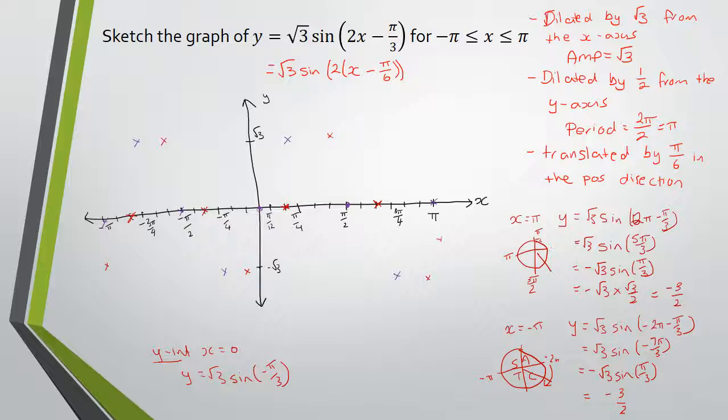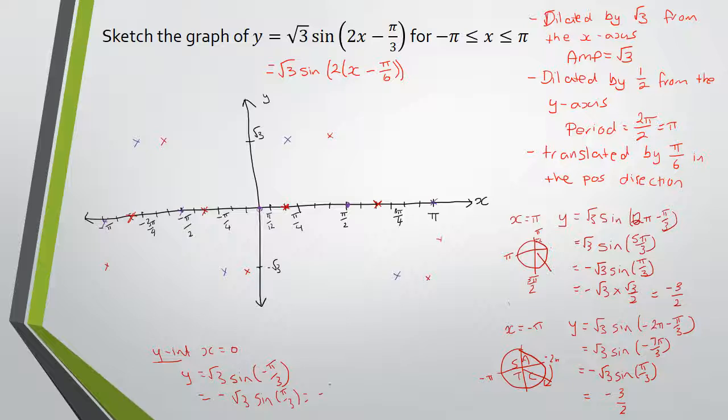Finally, we need our y-intercept. So to find our y-intercept, we need to substitute in when x equals 0. So therefore I will get y equals square root of 3 sine of negative pi on 3.